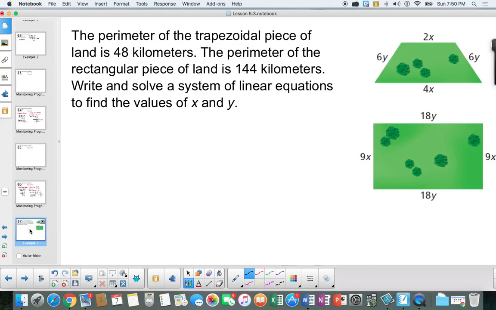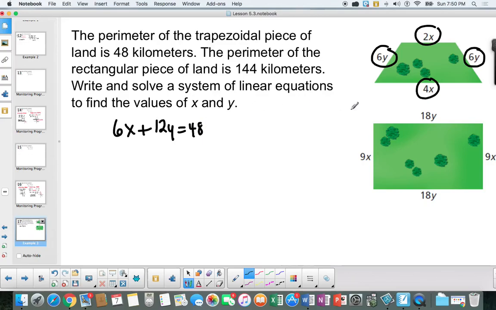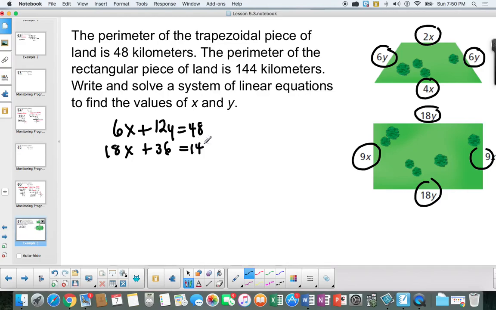Now here's an application. We have the perimeter of the trapezoidal piece of land is 48. So what I can do is add up all my x's here. So I know that this is 6x plus, and then I'm going to add these like terms here, 12y equal to 48. Now the rectangular piece, its perimeter is 144. So I'm going to add the x's together, and that's going to be 18x, and I'm going to add the y's together, and that'll be plus 36y equals 144.